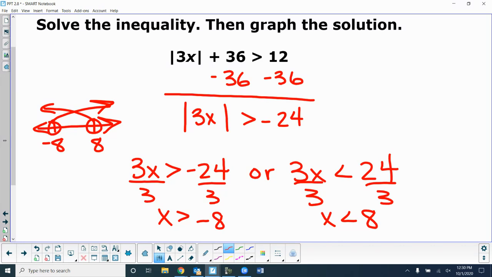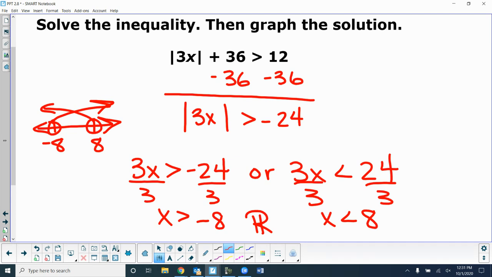Anything works. Couldn't we tell that right from the start? How would I know that from the start? Mary, what do you know about absolute value? It's always positive. So if this side is always positive, and that side is what? Negative. Will the positive always be greater than the negative? Yeah.